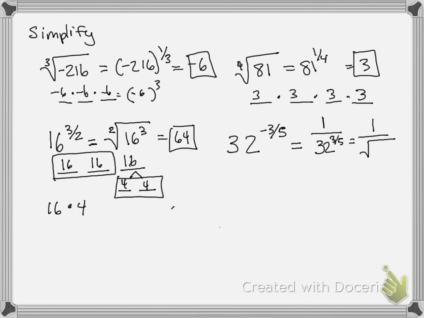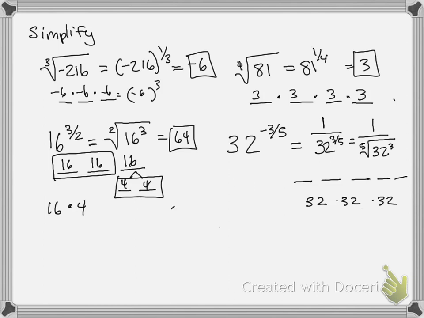So the 5, that's the index. So I'll be looking for repeating factors of 5. And then the base is 32. And I'm raising the 32 to a power of 3. So I'm looking for repeating factors, 5 of them all together. 32, I've got 3 32s. 32 times 32 times 32.